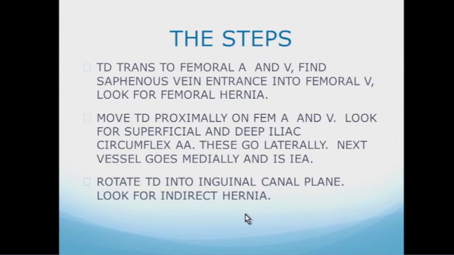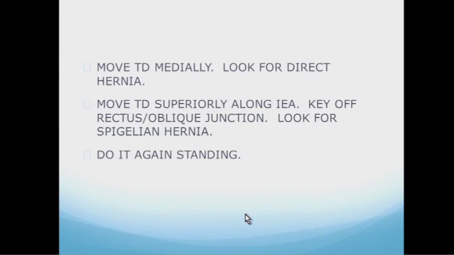Rotate the transducer into the inguinal canal plane. Look for an indirect hernia. Move the transducer medially. Look for a direct hernia. Move it up, down, medial, lateral. Look in several spots for a direct hernia. Then move the transducer superiorly along the edge of the rectus abdominis and along the inferior epigastric artery. Look for a Spigelian hernia.